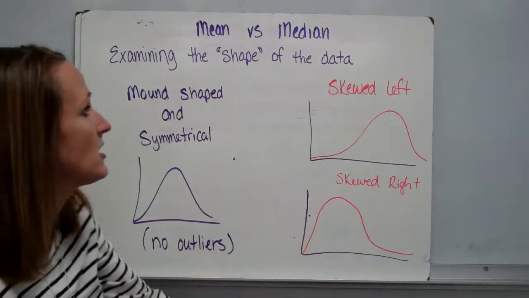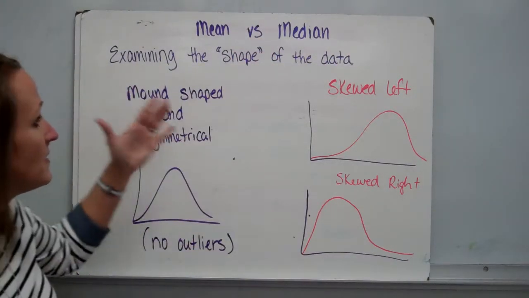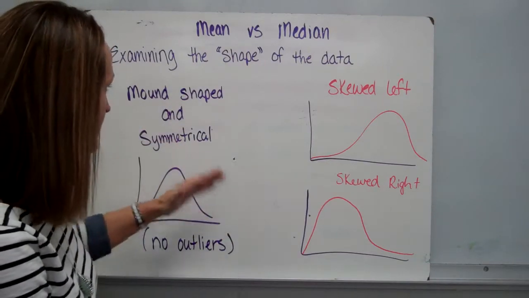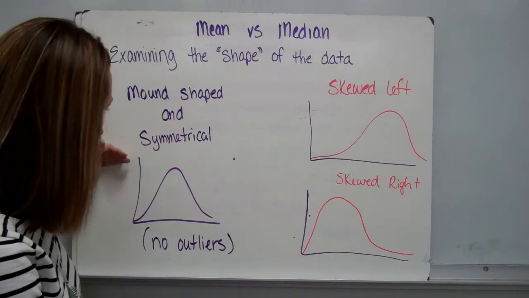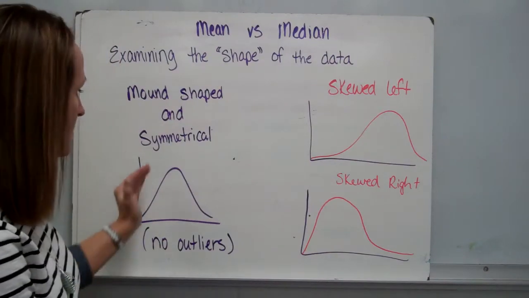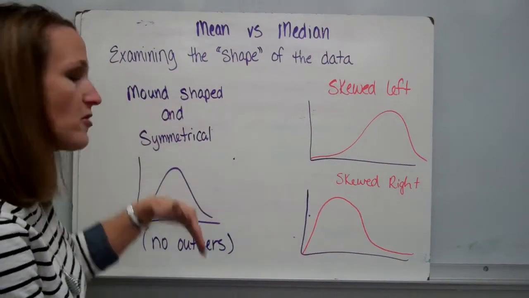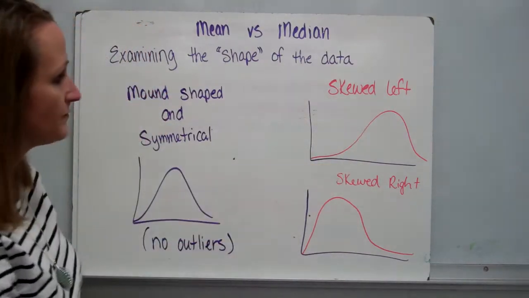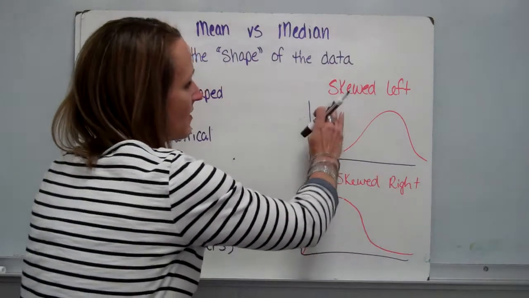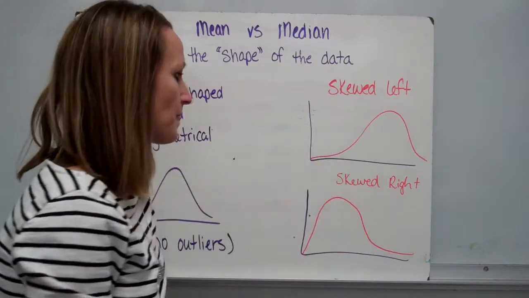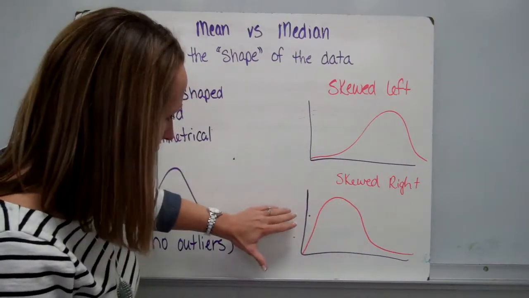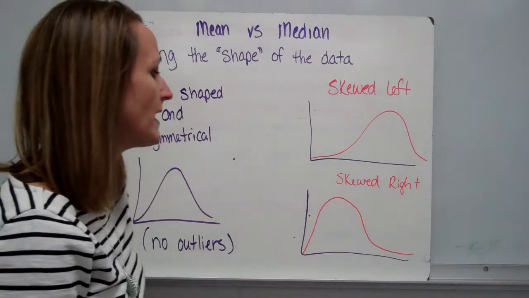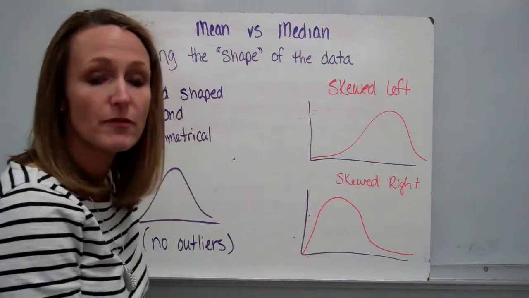Okay, so let's talk about the shape of data, mean versus median. For the mean, we're looking for a mound shape or symmetrical, with no outliers, and it just looks like this. Have you ever heard of a bell curve? It looks like this. We say something is skewed left when we have outliers over here. If it's skewed right, it's because our outliers were over here to the right.